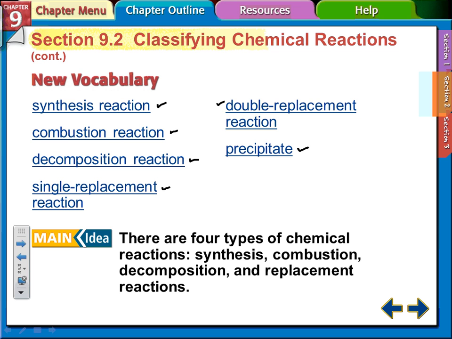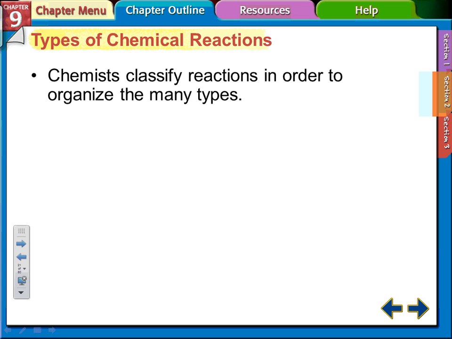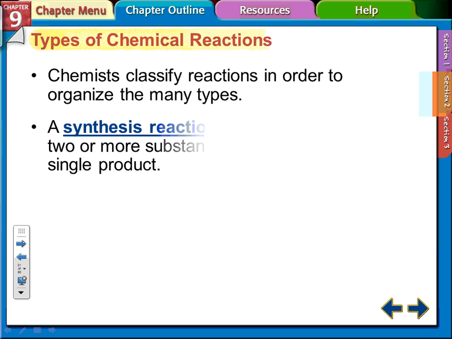The main idea is that we have these four types: synthesis, combustion, decomposition, and replacement reactions. These are the four main types of chemical reactions that we're going to talk about today. Chemists classify reactions in order to organize the many types of reactions.